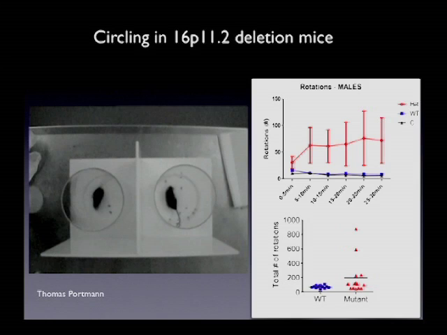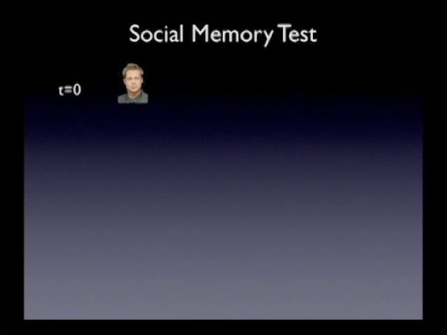So of course, rotations are interesting, but a lot of these mice are normal. So we've looked at social behaviors, and I should tell you that for the most part, the social behaviors in these mice are normal, except for this one behavior. So I have to explain the assay to you. This is a social memory test that was developed by one of my postdocs. And the way it works is as follows. What we wanted to do is come up with a way of testing social memory, the capacity of the mouse to remember that it has seen another mouse.